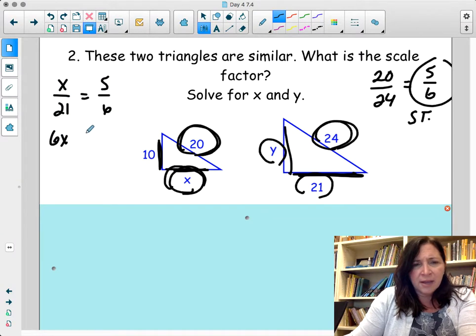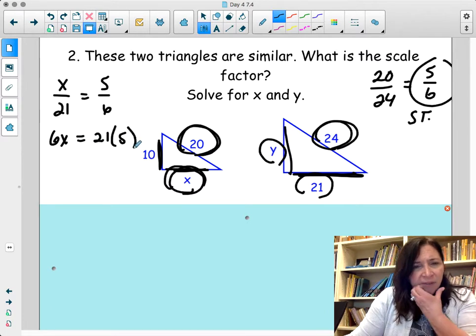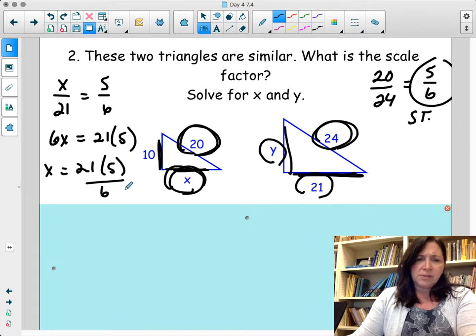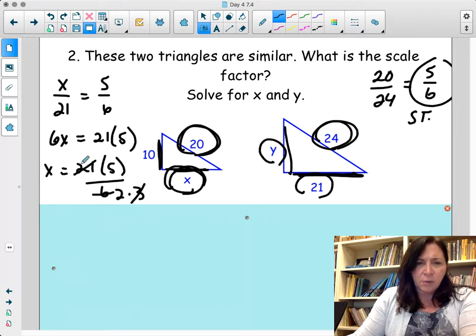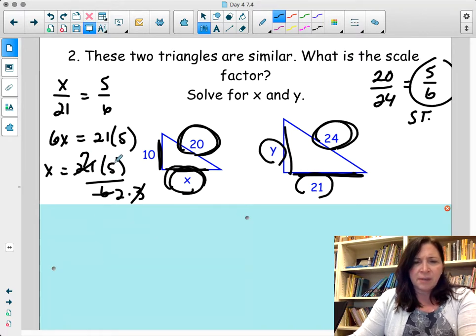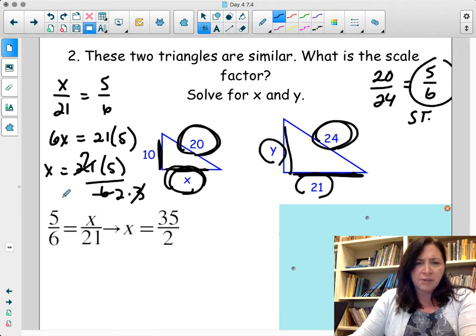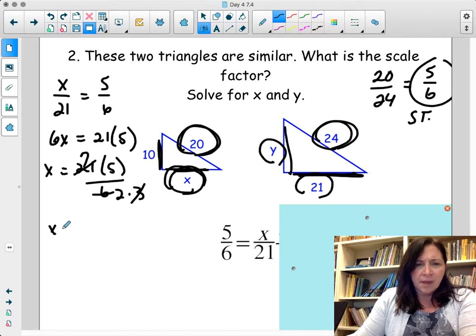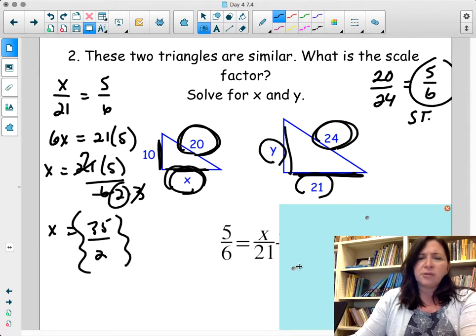I'm going to cross multiply. 6x equals 21 times 5. X equals 21 times 5 divided by 6. Ooh, 6 is actually 2 times 3. I'm going to divide 3 into 21 7 times. So it looks like my answer is going to be 7 times 5, which is 35, divided by 2. And let's finish that. X equals 7 times 5 divided by 2. And we can leave our answer like that in a solution set.